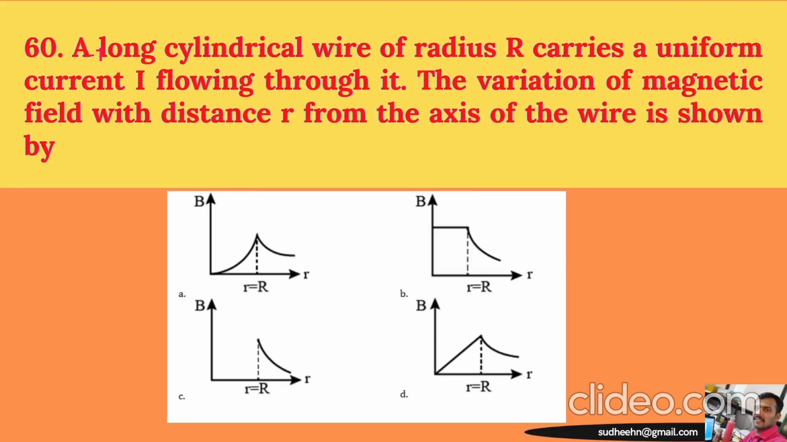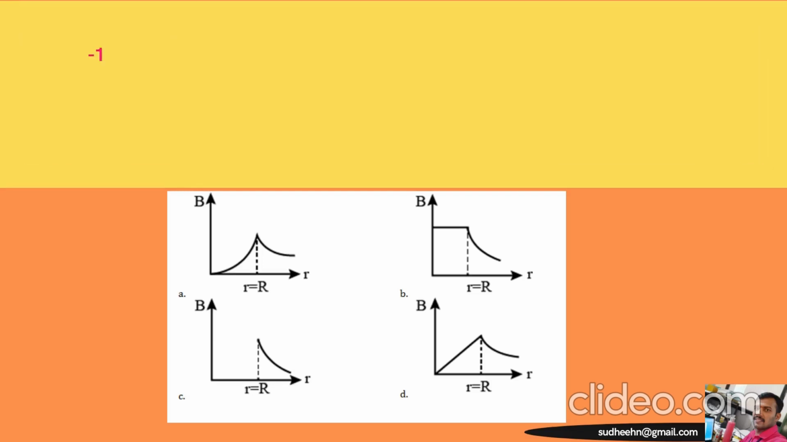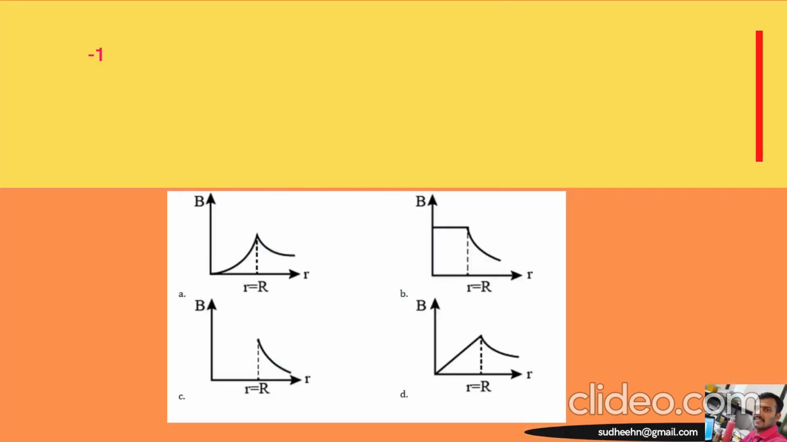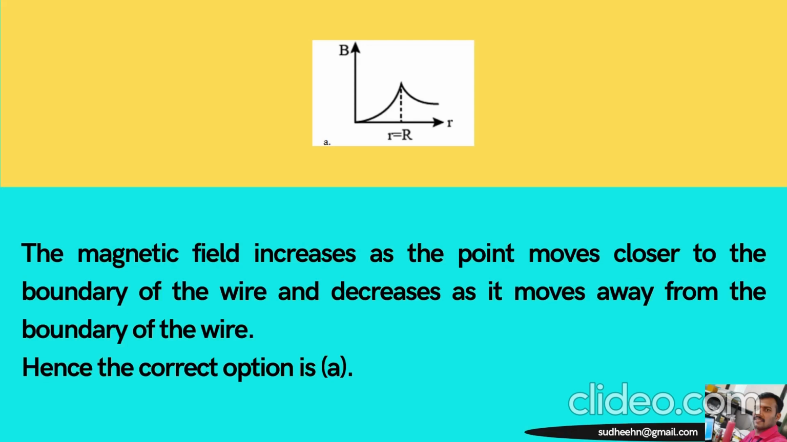And the last question of this particular paper is 60. A long cylindrical wire of radius R carries a uniform current I flowing through it. The variation of magnetic field with the distance r from the axis of the wire is shown by 4 different options. And the right option is option A, because the magnetic field increases as the point moves closer to the boundary of the wire and decreases as it moves away from the boundary of the wire. Hence, the correct option is A.